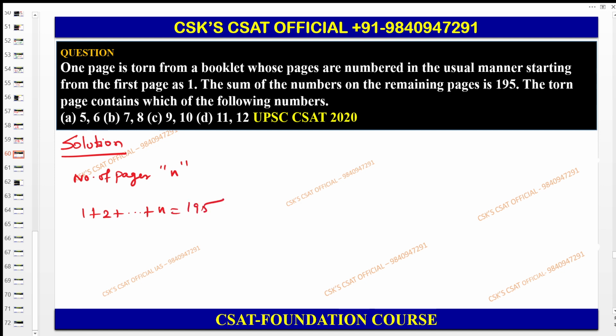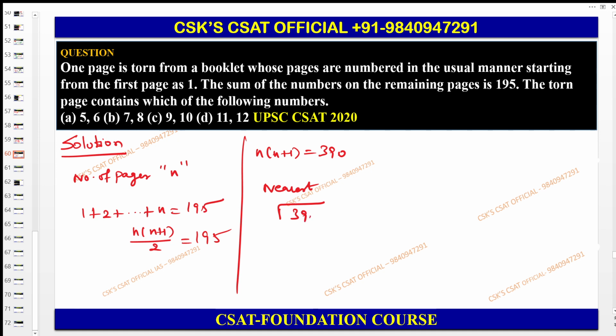You know, the summation up to n is n into n plus 1 by 2, which is equal to 195. Cross multiply this: n into n plus 1 is equal to 390. Now what you need to do is take the nearest square root, which we have discussed in your foundation. The nearest square root of this is 20, that is root of 400. Root of 400 is nothing but 20. This is the nearest.